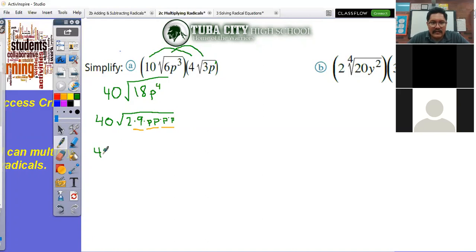So 40 and times 3, because again, we took the square root of 9. And I have 2 sets of p, so I'm going to say p squared. There were 4 of them, but again, we divide by the index, which if you don't see an index, is going to be 2. So that's one of the other things we covered last time. And we are going to have some stuff left in there, like for instance this 2, right? That 2 is stuck in there. We can't really take it out.